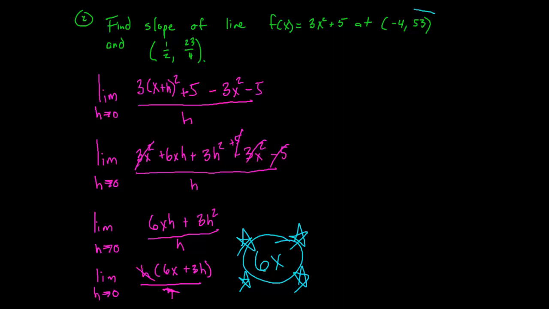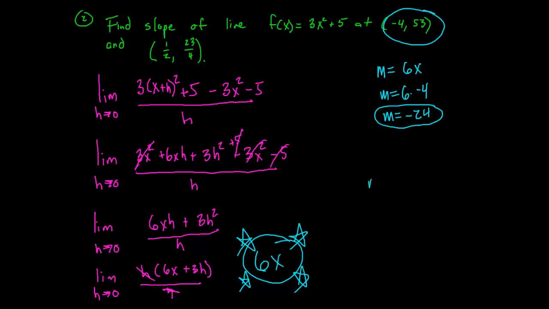So now, at this point, what's the slope of the line? Well, the slope of the line is going to be 6x. So that's going to be 6 times negative 4. So the slope at that point is negative 24. So that's a very, very steep negative slope. At this point, the slope is 6x as well, but x is 1/2 at that point. So that's 6 times 1/2. So the slope at that point is a very mediocre 3.